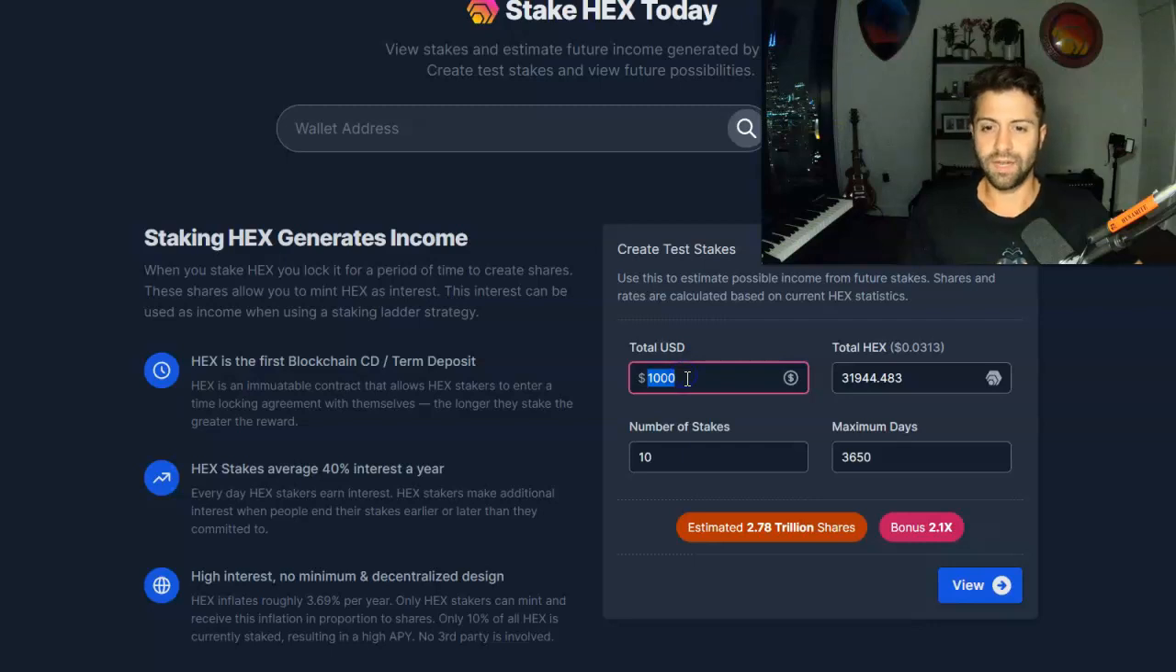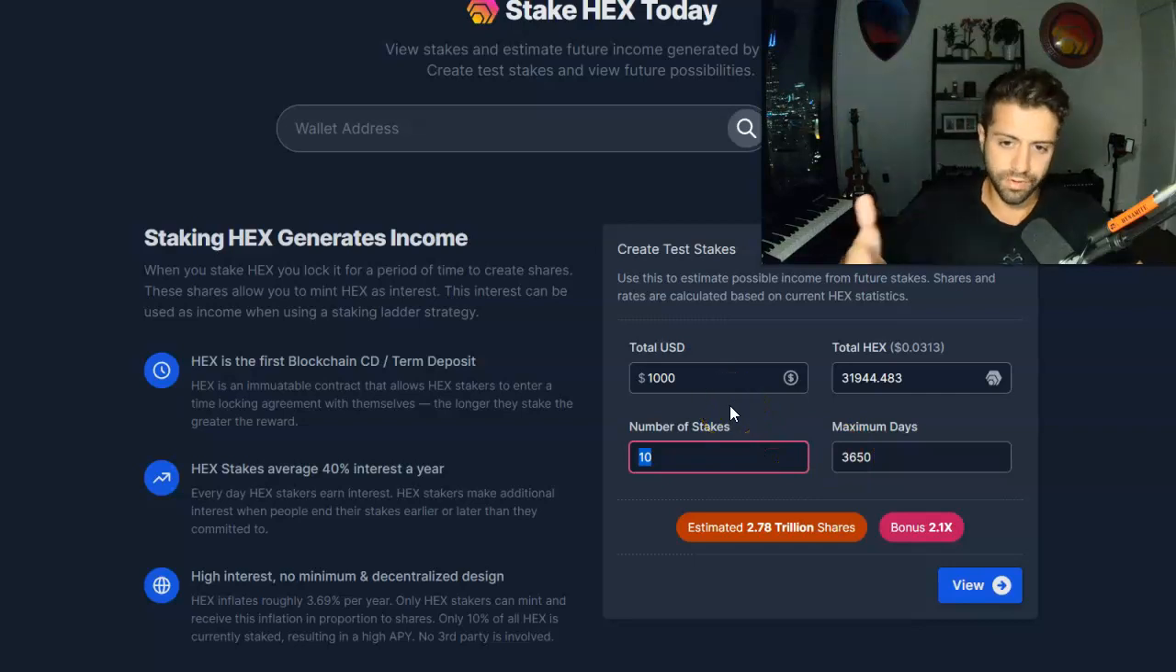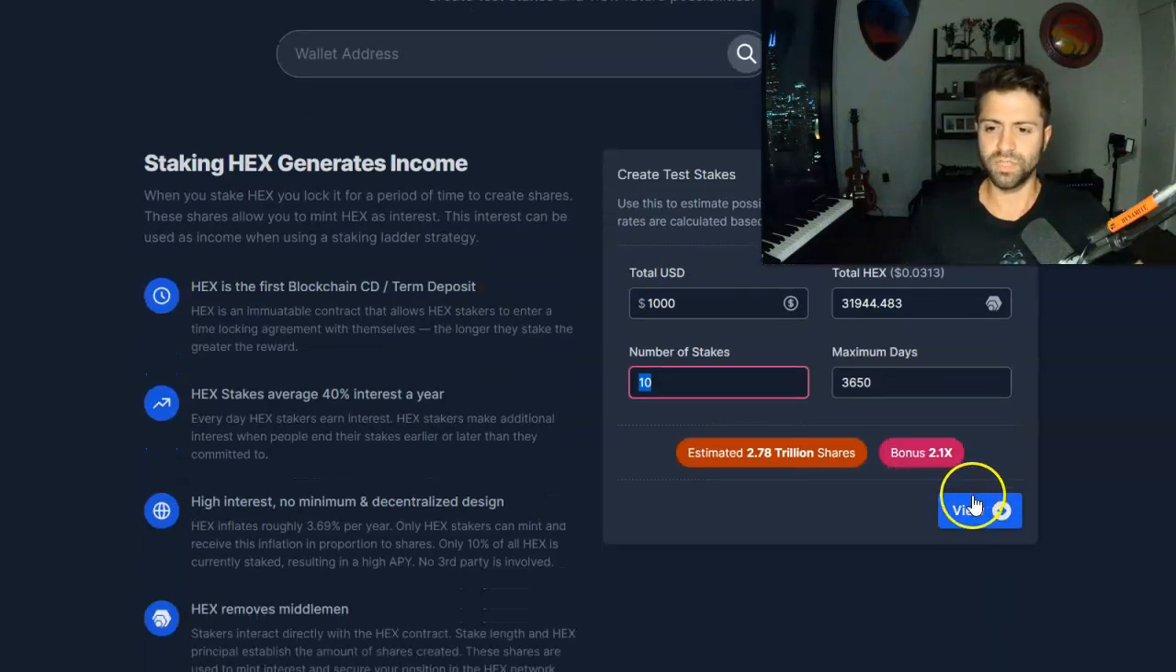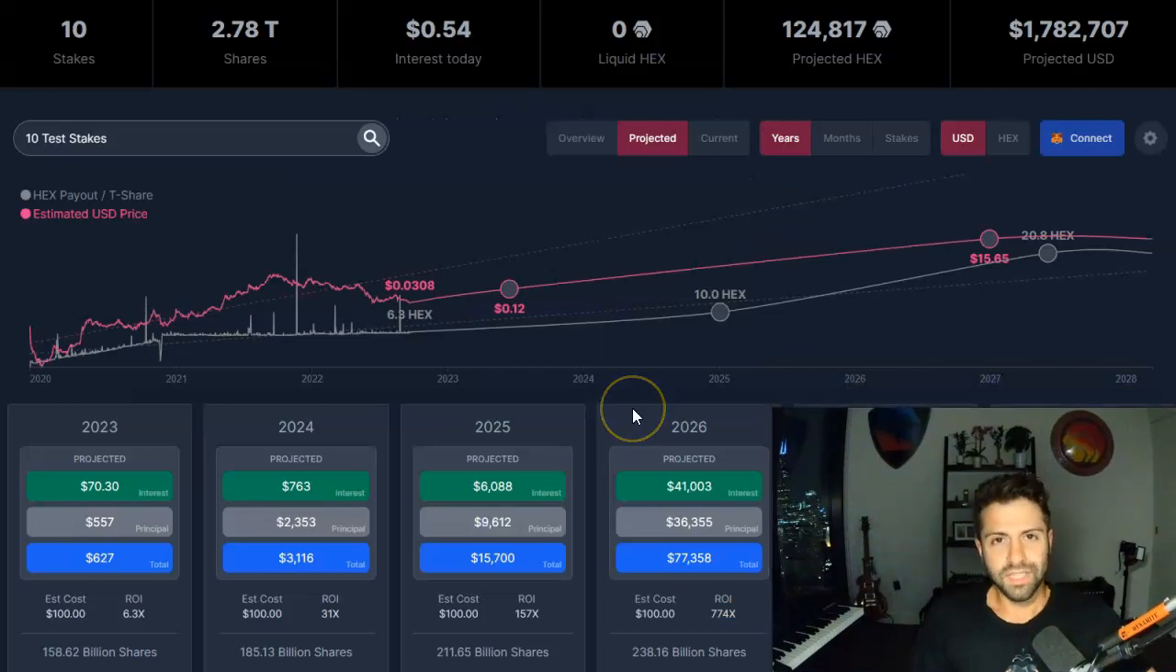So for $1,000 staked in 10 total stakes over 10 years, so making one stake per year over 10 years, basically dividing that $1,000 up into increments of $100, it's taking $100 for year one, $100 for year two, and doing a staking ladder all the way up to the 10-year mark. You'd have about 2.7 T-shares. But what's cool is when we view the visualization of it, with conservative numbers, guys, the projected total USD value, if you can wait those 10 years and not sell, would be $1,700,000. Sounds crazy, right? But these are actually conservative numbers.